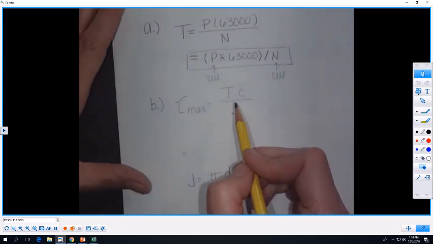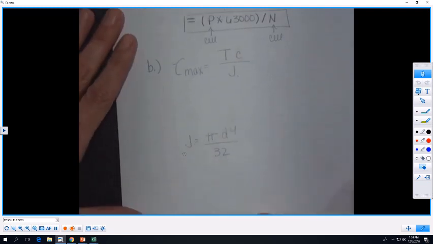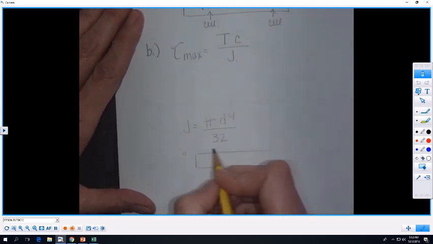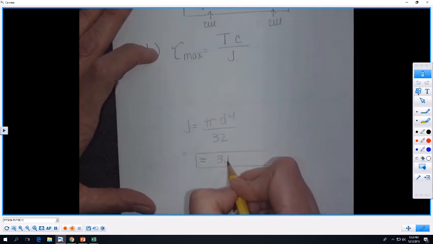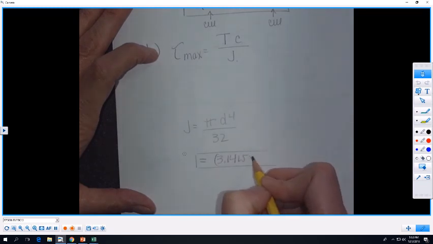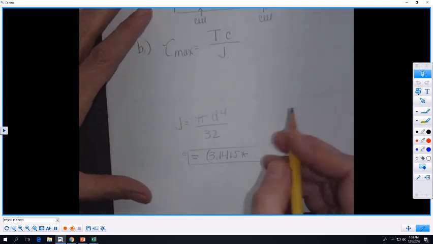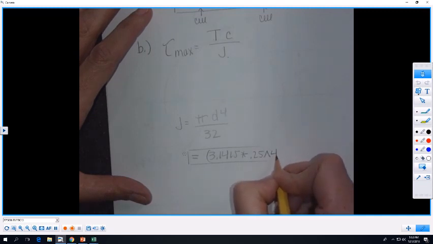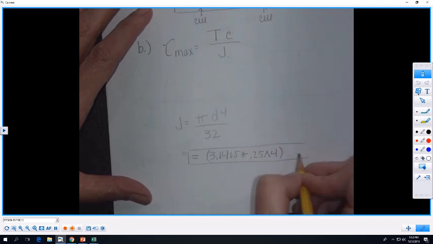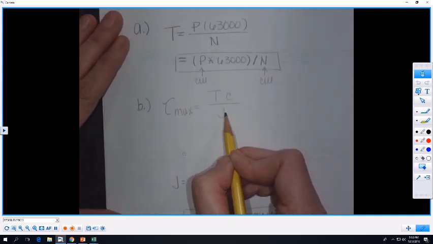Now, using that torque, I'm going to go down here, but before I do I need to calculate a J, don't I? So my J in the cell itself is going to come out to be equal to 3.1415 times the diameter to the 4th power. My diameter is 1/4 of an inch, 0.25, and then we're going to raise it to the 4th power. Parentheses for the top line, and then we're going to divide by 32. This is the J then that I'm going to use up here.